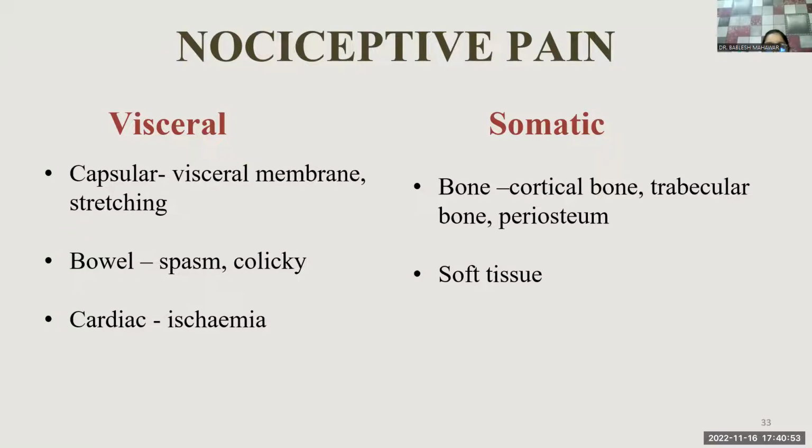Okay, so we learned that visceral pain and somatic pain are the components of nociceptive pain. Any stretch in the visceral capsule, like a liver capsule, can be felt as a visceral pain. Bowel spasm, colicky pain, cardiac ischemia, visceral pain. Somatic pain is like bone pain, cortical pain, trabecular pain, or soft tissue pain.